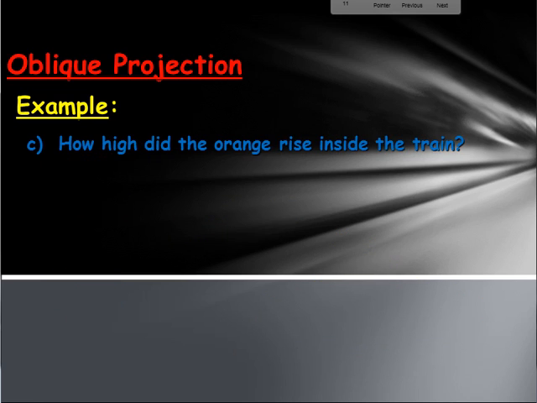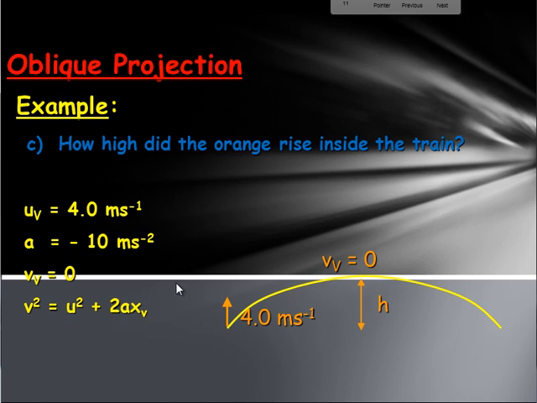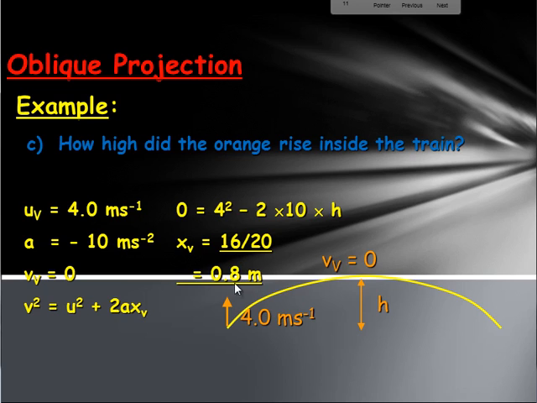Okay, how far did the orange rise inside the train? So we know it left at 4 meters per second. We want to know h. We know the velocity at the peak is 0 meters per second. So you can use v squared equals u squared plus 2ax to solve this problem, where a is negative 10. So 0 equals 4 squared minus 2 times 10 times h. So solving, we get 16 over 20, or 0.8 meters.